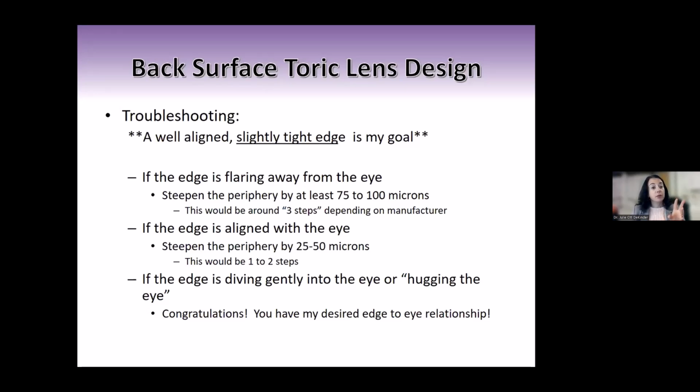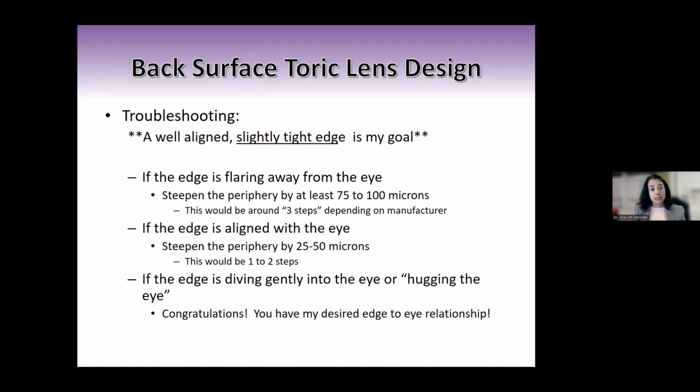And in that case, I'm going to probably be a little bit less aggressive. I would probably go 2 steps. I'd go about 50 microns steeper the whole way around if I saw that. So if it's just aligned, I'm probably going to go 50 microns, which would be about 2 steps all the way around. If it's in one or the other, I'll just go in that one.